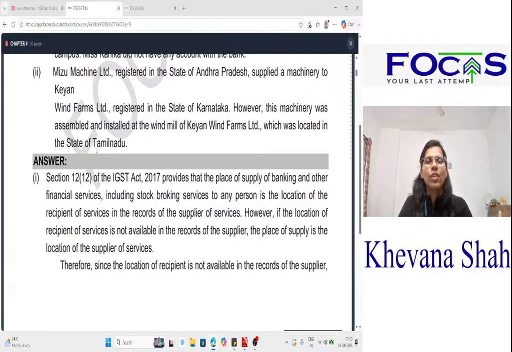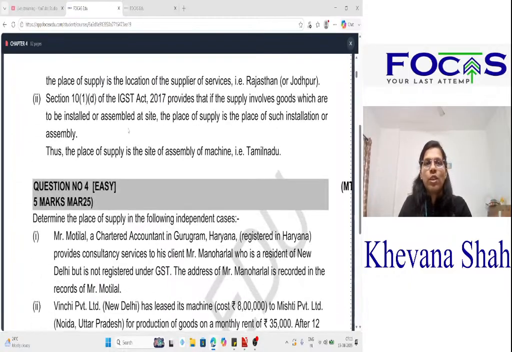Okay. So see, wherever any machinery is being assembled or installed, then the place of supply in that case is the place where such machinery is assembled or installed. So let's check the answer. Section 10(1)(d) of the IGST Act 2017 provides that if the supply involves goods which are to be installed or assembled at site, the place of supply is the place of such installation or assembly. Thus, the place of supply is the site of assembly of the machinery, that is Tamil Nadu.